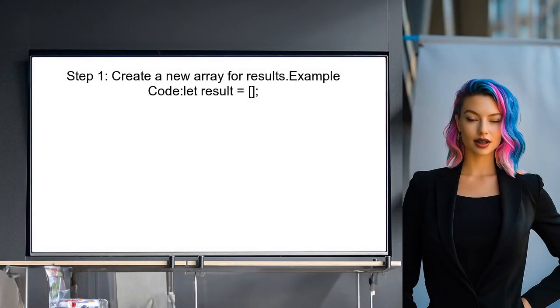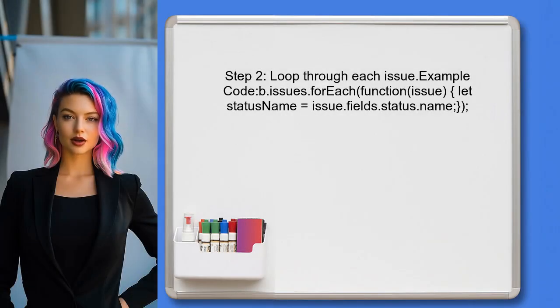To start counting the statuses in the user's array, we will create a new array to hold the results. This array will store objects with the status name and the corresponding count. Next, the user should loop through each issue in the original array. For each issue, we will check the status name and see if it already exists in the results array.